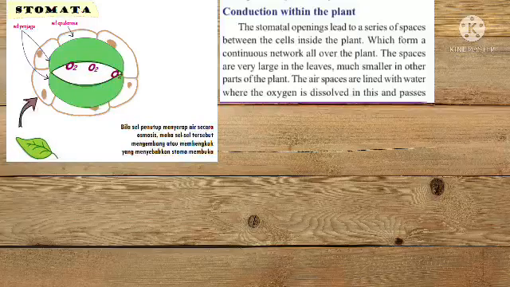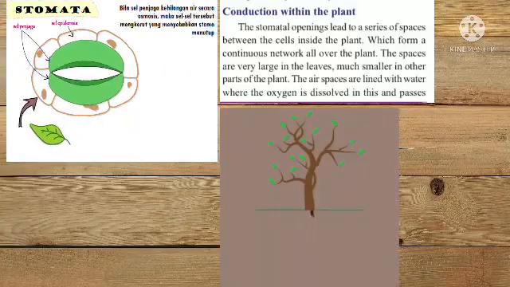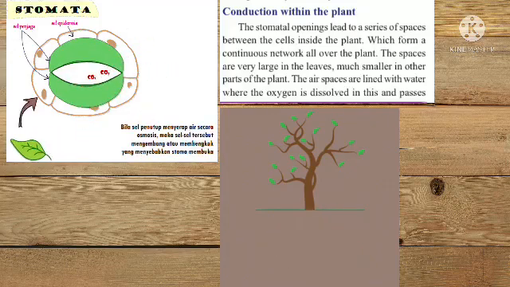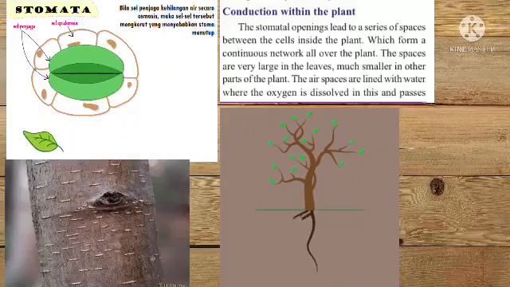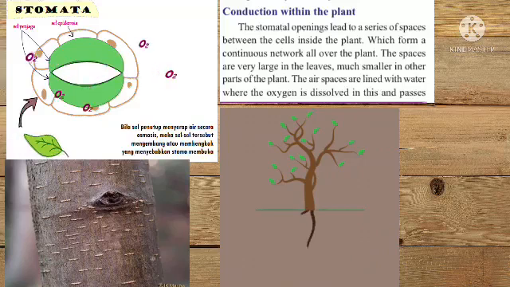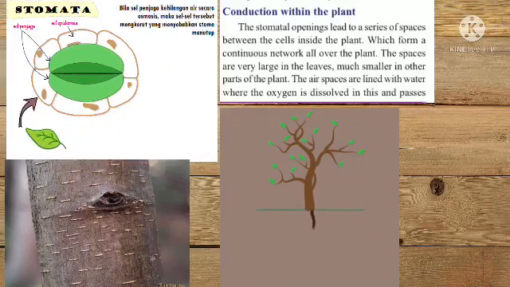As you know, whatever air enters from the stomata enters into the cell body, into a network-like structure, and the space present in the leaves is much larger when compared with other parts such as the stem and root surface. So the air space is lined with water where the oxygen is dissolved, and this process is continuous.